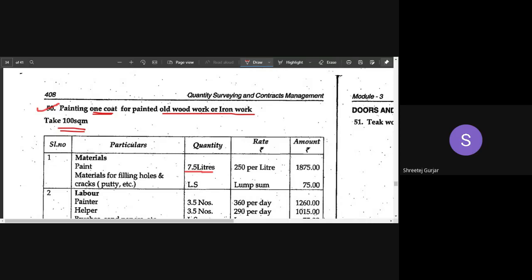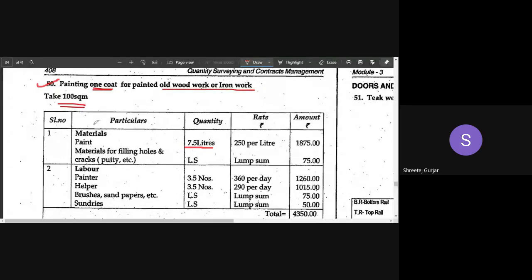So whenever you are dealing with old paint, painting of old surfaces, lesser amount of paint is required. Hence, you can see instead of 10 liters, which is our thumb rule, the paint that you require here is lesser.